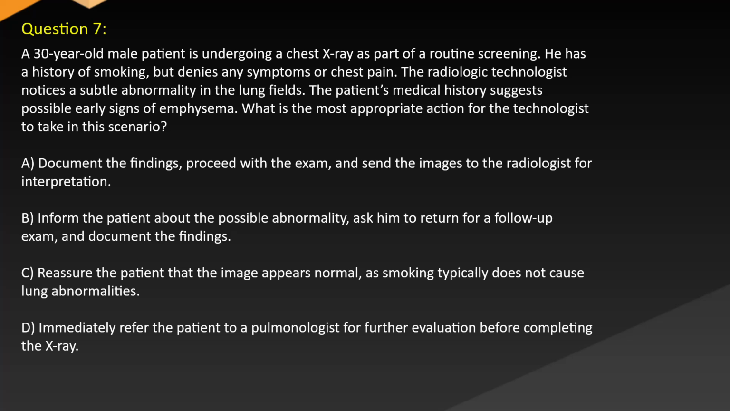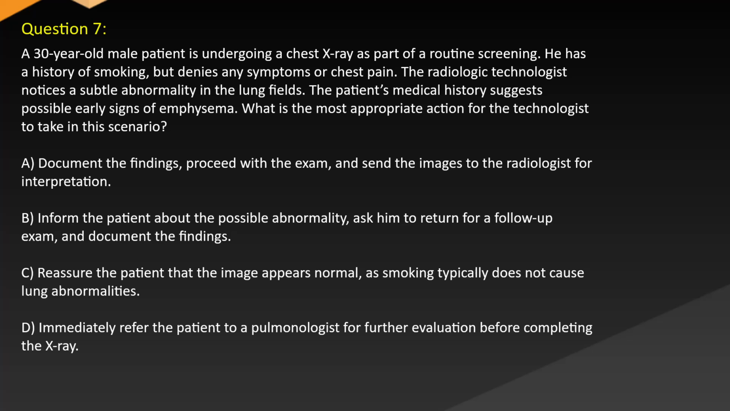He has a history of smoking but denies any symptoms or chest pain. The radiologic technologist notices a subtle abnormality in the lung fields. The patient's medical history suggests possible early signs of emphysema. What is the most appropriate action for the technologist to take in this scenario?